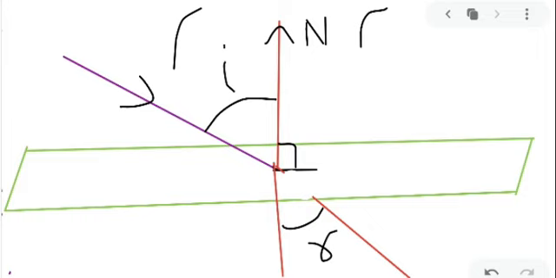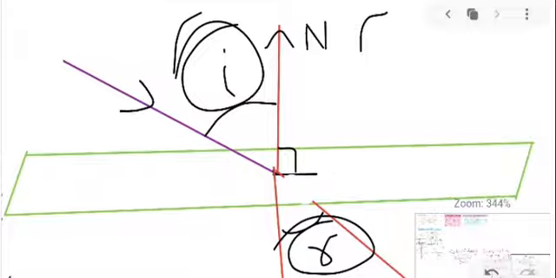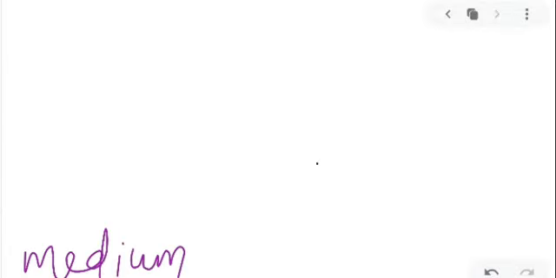Using this figure, using the angle of incidence and angle of refraction, we could set up a law which was discovered by a scientist back in, I think, the 15th century or something. I don't remember exactly. A scientist whose name goes by Snell.